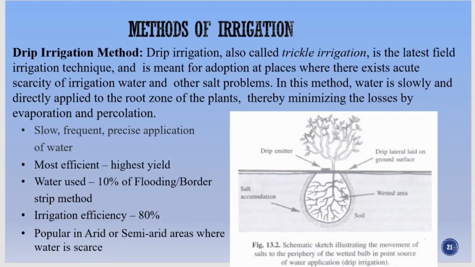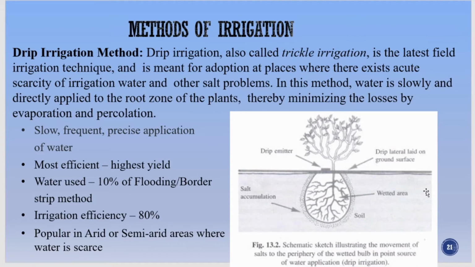So in the previous class we were discussing methods of irrigation. We had stopped at drip irrigation; we haven't discussed drip irrigation yet. So let us quickly understand this drip irrigation method. You might already know about drip irrigation, those who are acquainted with agriculture.